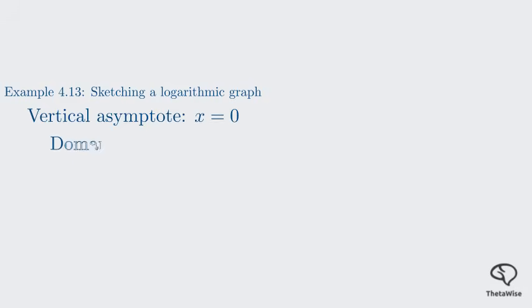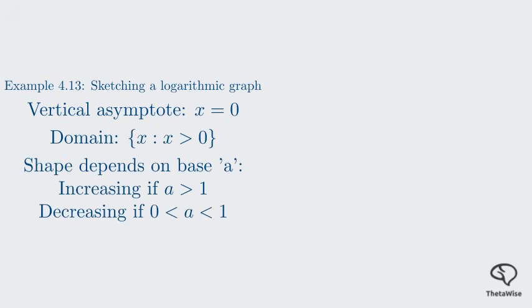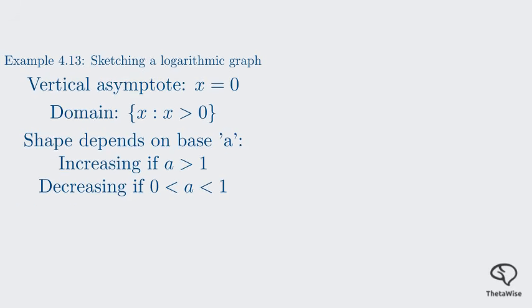Remember our key features: the vertical asymptote at x equals 0, the domain x greater than 0, and the general shape that depends on the base. The base a tells us if the graph is increasing, a greater than 1, or decreasing. A very useful point to plot is the x-intercept, where y equals 0. We'll set the argument of the logarithm, the part inside the parentheses, equal to 1 to find this point.